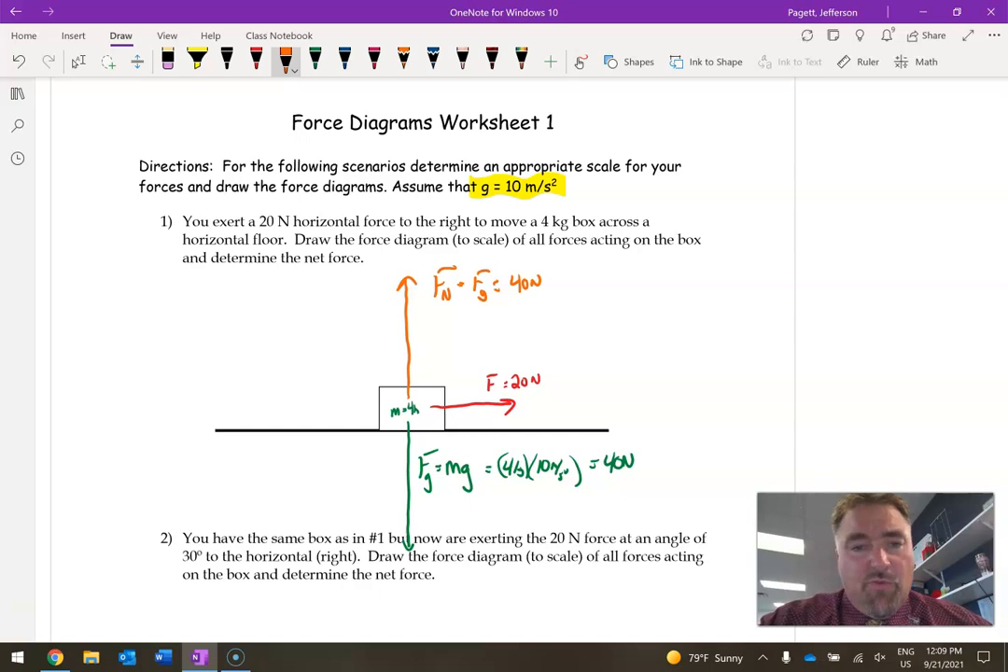Now we look, any other forces acting on it? It doesn't say anything about there being a frictional force, so we can't assume that there is one. So we have this being our total, so we have 40 up, 40 down, those cancel out. So our net force, F net, is going to be 20 newtons.